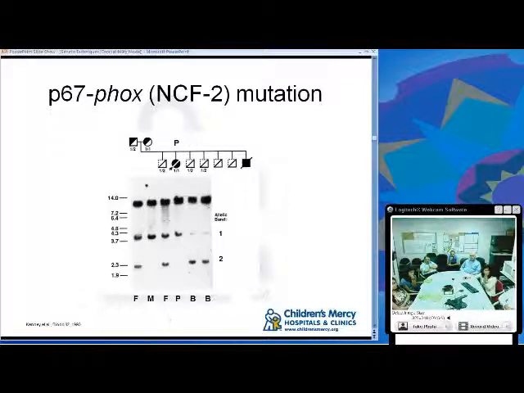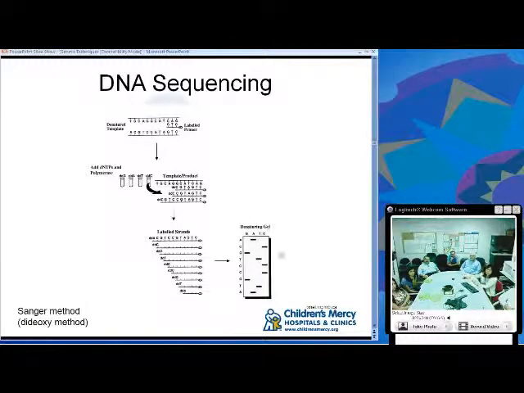And so in this particular screen, they were able to determine that the fetus looked like Dad, and once that baby was born, he was normal, and his oxidase was functioning fine. Okay. So another way we can look at DNA is by sequencing it, and so we can actually look at the actual nucleotide patterns. And the most popular method is the dideoxy method or the Sanger method.